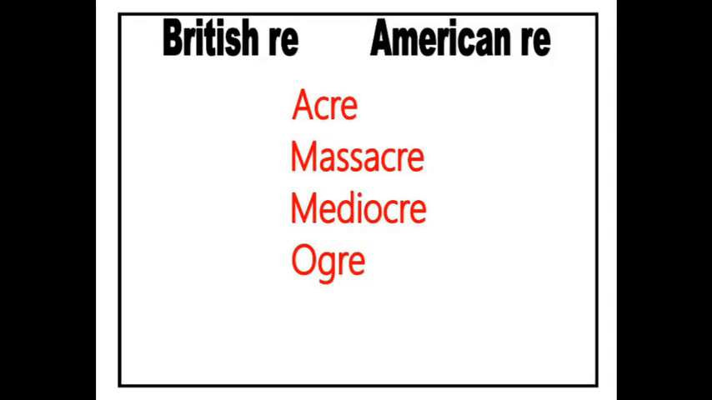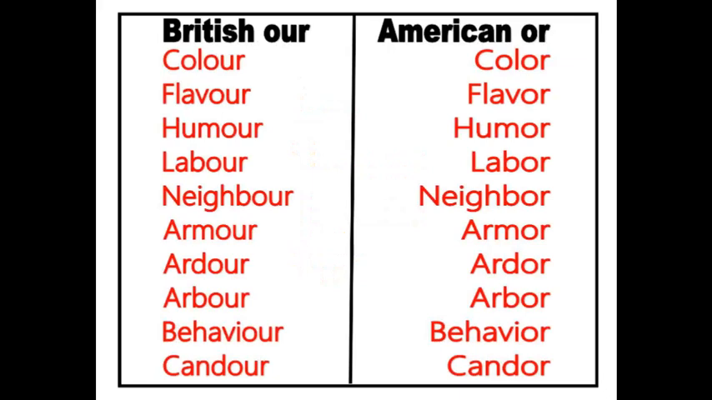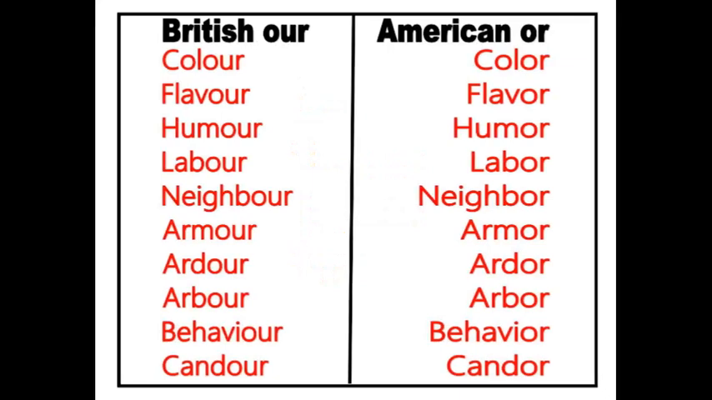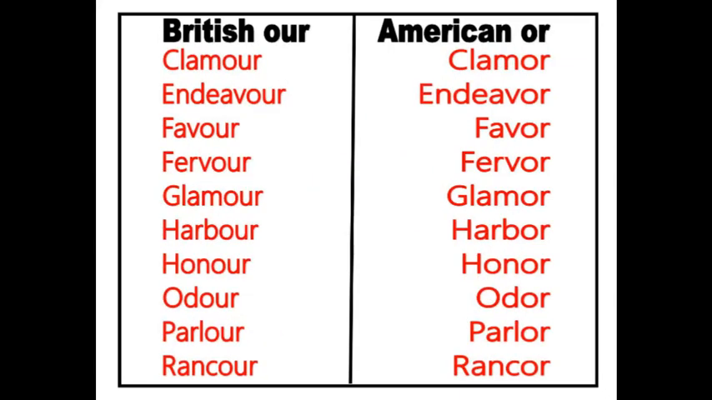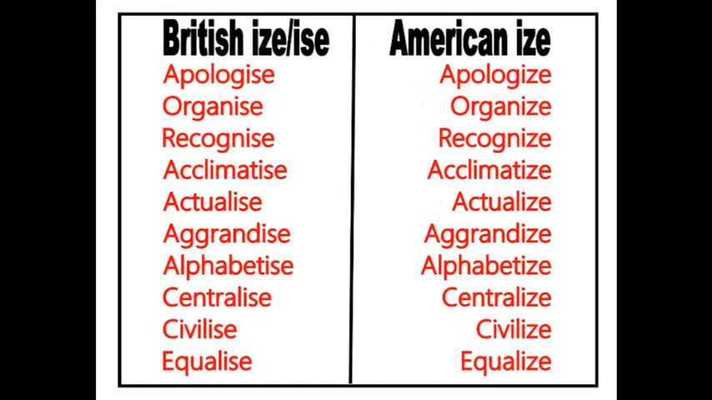2. British English uses OUR, American English uses OR. Example. Color. Flavor. Humor. Labor. Neighbor. Armor. Ardor. Arbor. Behavior. Candor. Clamor. Endeavor. Favor. Fervor. Glamour. Harbor. Honor. Odor. Parlor. Rancor.